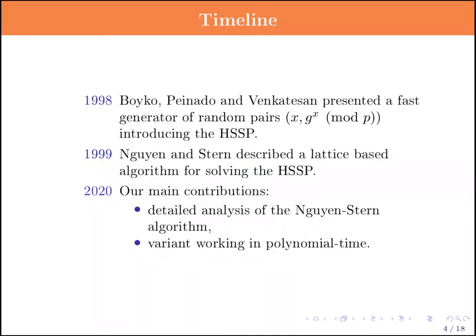A bit of history. At Eurocrypt 98, Boyko, Peinado and Venkatesan presented a fast generator of discrete logarithm random pairs whose security relies on the hardness of the hidden subset sum problem. Then the following year at Crypto 99, Nguyen and Stern described a lattice-based algorithm for solving the hidden subset sum problem and also its impact on cryptography. Despite being efficient for small n, their algorithm was not capable of breaking the problem for n greater than 90. In our paper we provide a rigorous analysis of their algorithm and we justify such practical behavior. In addition, we provide a variant of the Nguyen-Stern algorithm which works in heuristic polynomial time.